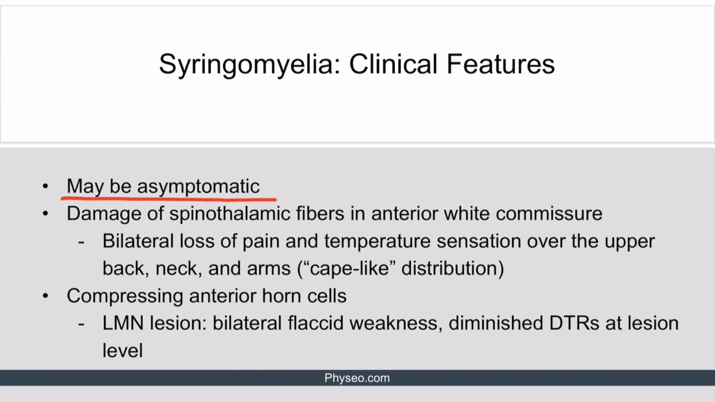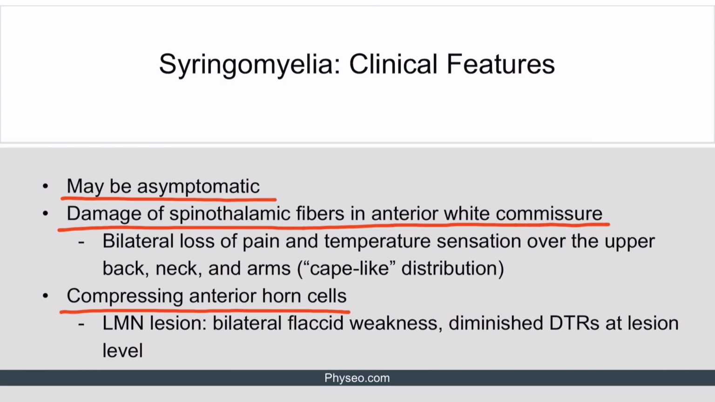Hence, bilateral loss of pain and temperature sensation over the upper back, neck, and arms is noted due to damage of spinothalamic fibers in the anterior white commissure. This is called the cape-like distribution. Remember that Syringomyelia usually affects the cervical and thoracic spinal cord, so the affected dermatomes are those of the upper back, neck, and arms. The lesion of Syringomyelia can extend to compress the anterior horn cells of the spinal cord.